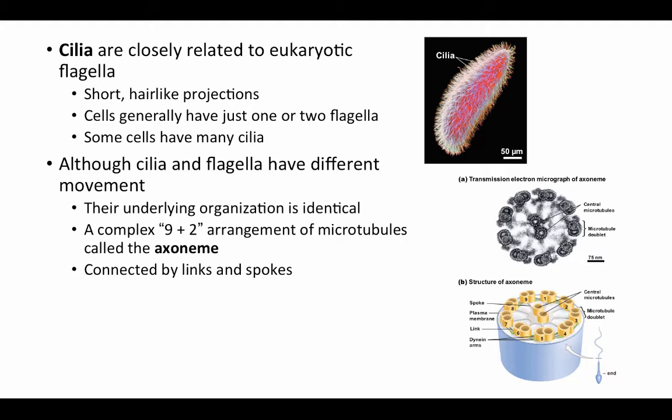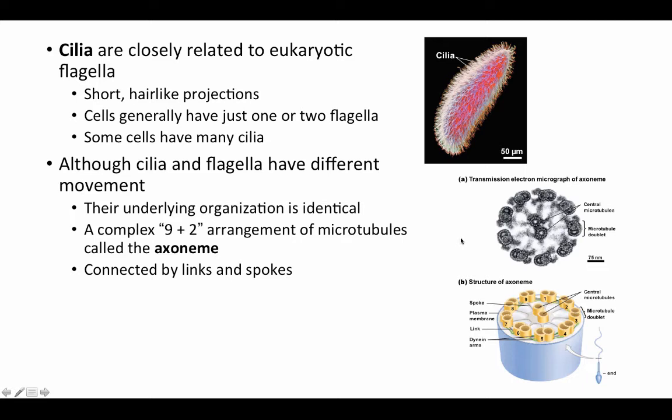So they have different kinds of movement, but the underlying organization of these microtubules that compose cilia and flagella is the same. They have the same arrangement. So this is a complex 9+2 arrangement of microtubules. So we have 9 doublets of microtubules around the outside, and then a pair of microtubules that make up the center and act as a compression strut to maintain the length of that cilium or flagellum. So this 9+2 complex is known as an axoneme.